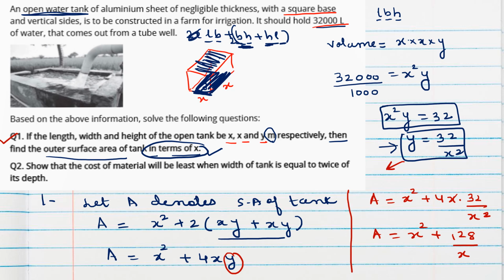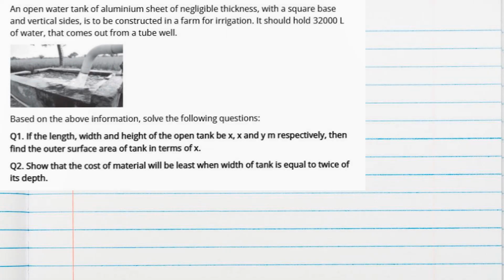Now second question. Observe the second question. We got the area as x square plus 128 by x. This is the answer for the first question. Now show that the cost of material will be least when the width of the tank is equal to twice its depth. Now the cost of material will be least only when the surface area is least.